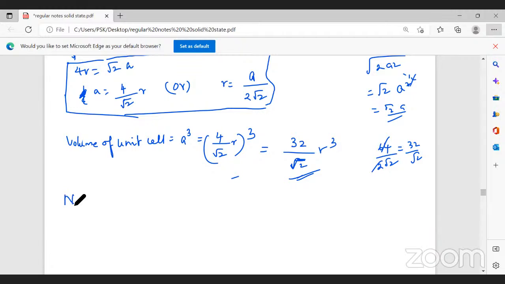Now tell me the number of spheres in FCC. What is the number of particles in FCC? Number of particles in FCC is 4.